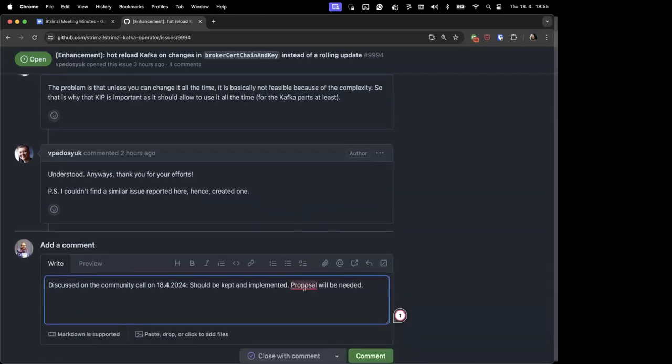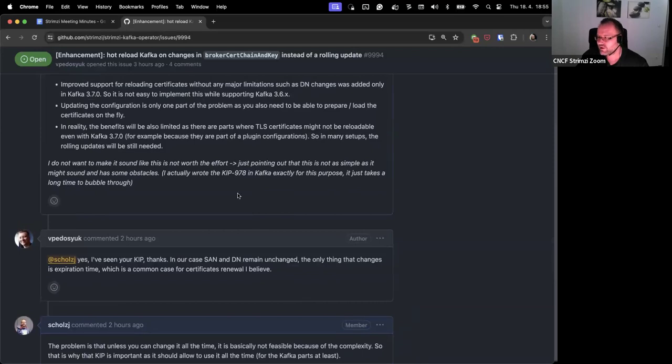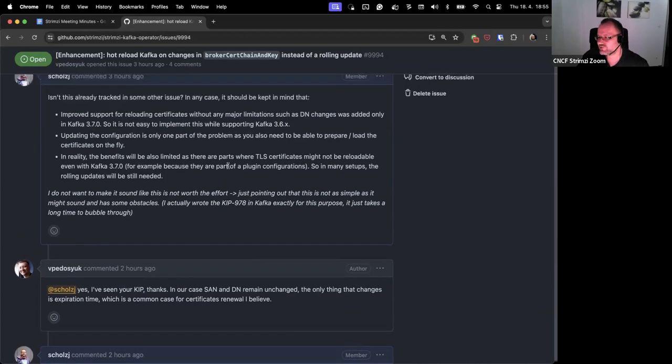But as far as I understood, it's not feasible yet, right? Because of Kafka limitations. So I did the KIP in Kafka, which allows us to reload any certificates, regardless of the SANs and so on, but that's only in 3.7. So we basically cannot easily implement it while still supporting 3.6.